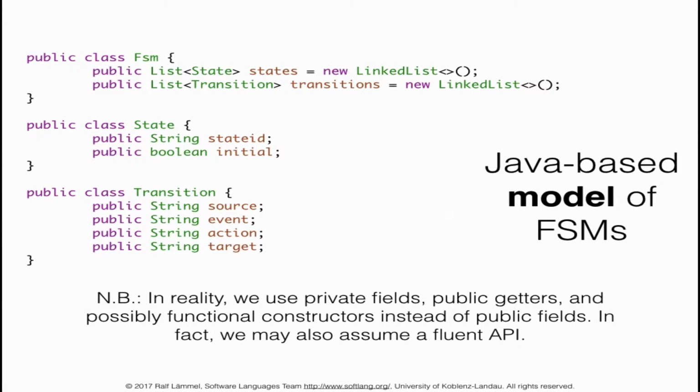Okay, so we somehow need to represent the finite state machines in our program generator. So we opt for Java this time around, and this would be essentially our object model for finite state machines. It's of course very much simplified. So a finite state machine breaks down into a list of states and into a list of transitions. A state is just the state ID and an indicator of whether this is the initial state. A transition has a source and a target state, and it also associates with an event and an action.